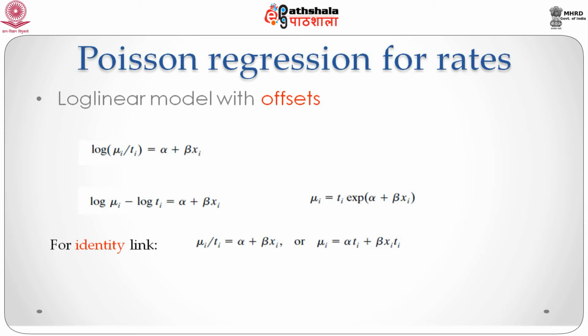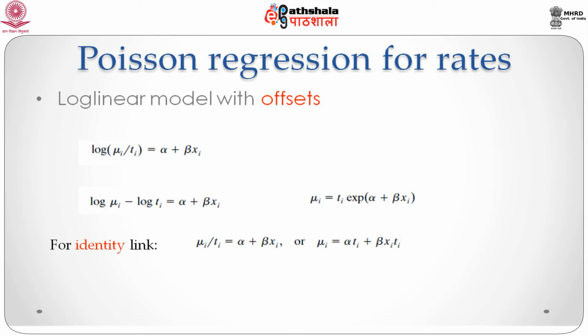Now, when we have a particular event occurring over time or space or some other index of size, it is often relevant to standardize them by this measure of size and to get a comparable measure called the rate. So this leads to a log linear model, but with something called an offset. So say, for example, that the measure of size is given by a variable t i. Then, instead of saying log of mu i equal to alpha plus beta x i for the log linear model, we now say log of mu i by t i is equal to alpha plus beta x i.